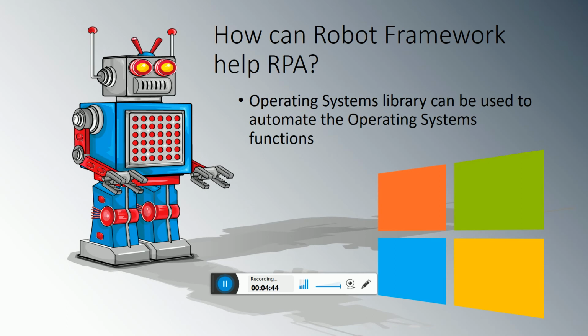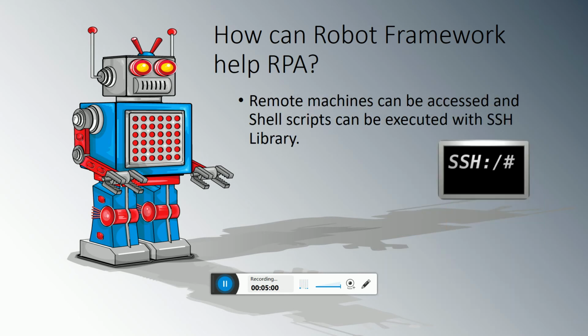Say you have a Windows application: run a process, kill a process, check information about the memory details, system information. You can use the OperatingSystem library and perform this functionality. You can perform functionalities in your Windows machines with Robot Framework deployed. Connecting to remote machines in another country which you have in your organization: the SSH library provides remote connection, remote invocation of shell scripts in Linux machines also. So you can connect to remote machines over SSH.